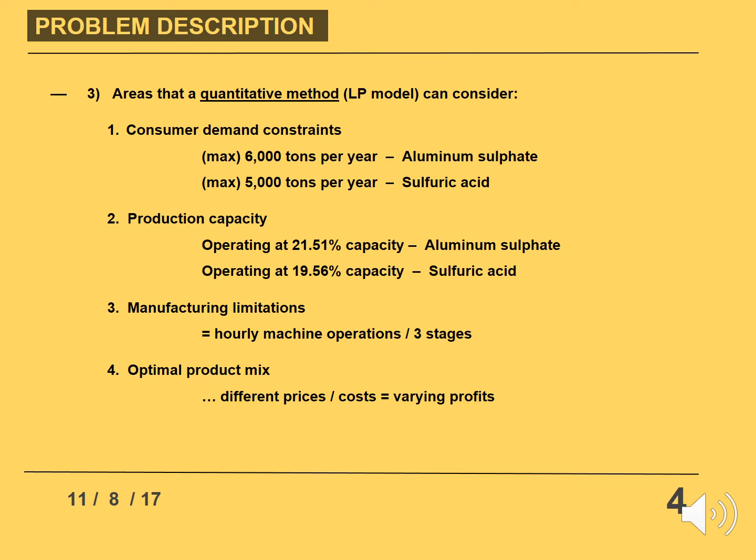They did this by showing four main areas of concern that the company was dealing with that could be included or considered within this type of model. Due to imports from other countries, they could only sell at most 5,000 to 6,000 tons per year to consumers. Also, the factory was consistently producing only 20% of its designed capacity on average of the two products. And as mentioned earlier, the three stages of production could be used as machine hour constraints. And then finally, with two different products that sell for different amounts and cost different amounts, this model could help determine the optimum mix to produce.